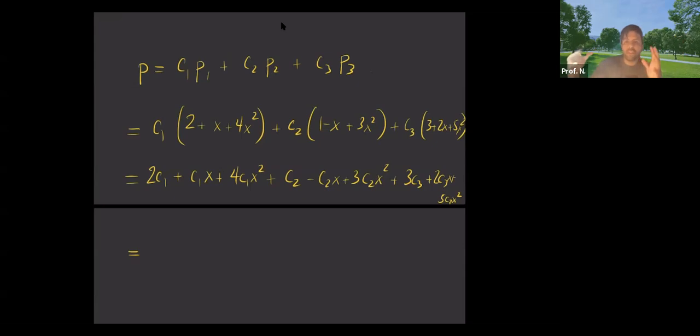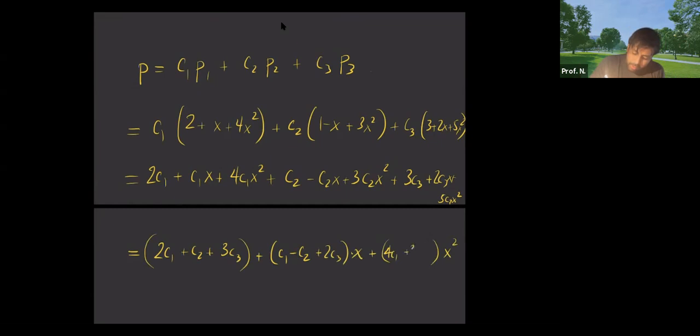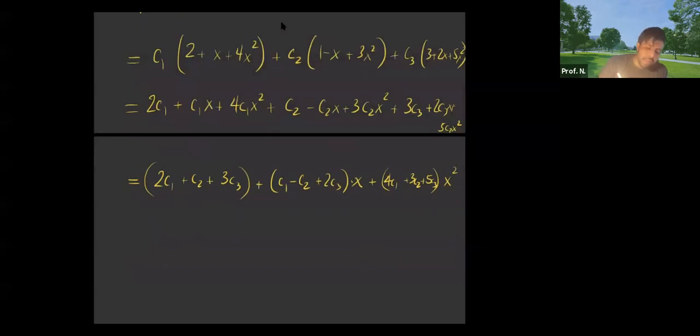I'm going to associate everything of the same kind. What do I mean by the same kind? All the constants, put them together. So 2C1 plus C2 plus 3C3. That's one thing clumped together. The next thing are all the linear terms, plus C1 minus C2 plus 2C3 times x. And then I'm going to add all of the terms that are x squared. So I got 4C1 plus 3C2 plus 5C3. You guys see what's happening? And this equals P.